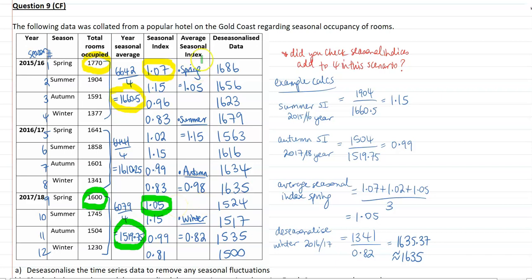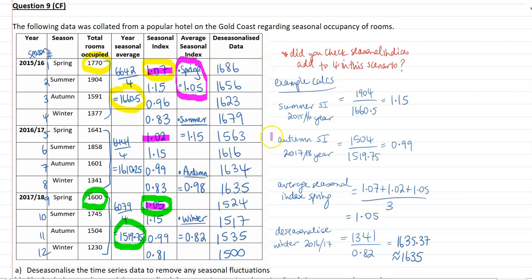From there, I need to come up with an average seasonal index. For example, for spring, I would choose the spring indices for each of those 3 seasons, and I would average them, so add them together, divided by 3, and I get a spring seasonal index of 1.05. And I'd do that for the rest of the seasons.